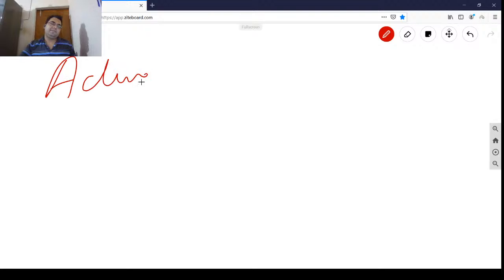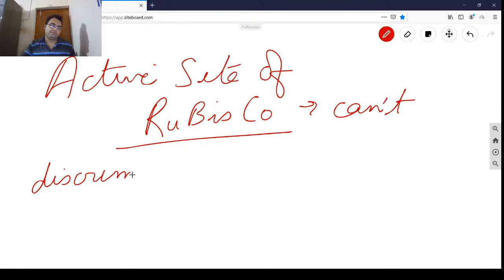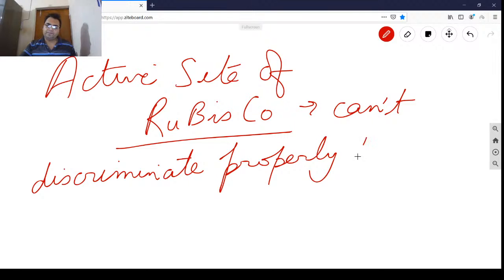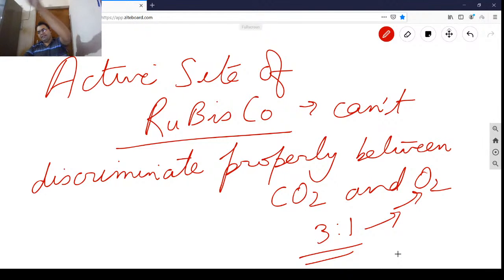The active site of Rubisco cannot discriminate properly between CO2 and O2. That is a 3:1 ratio, a supposed ratio. That is why, in every four events, one time it will catalyze the reaction of ribulose 1,5-bisphosphate plus oxygen to form 3-phosphoglycerate and 2-phosphoglycolate, the C2 cycle.